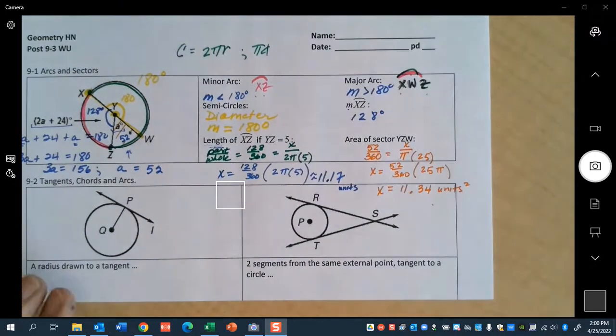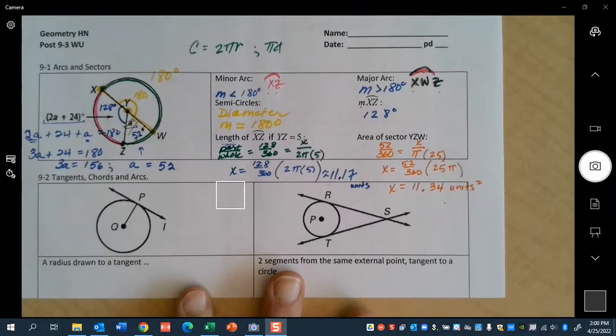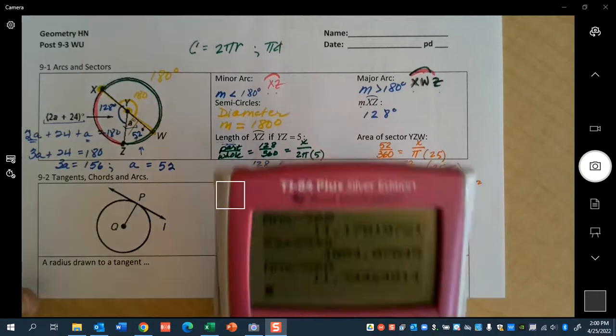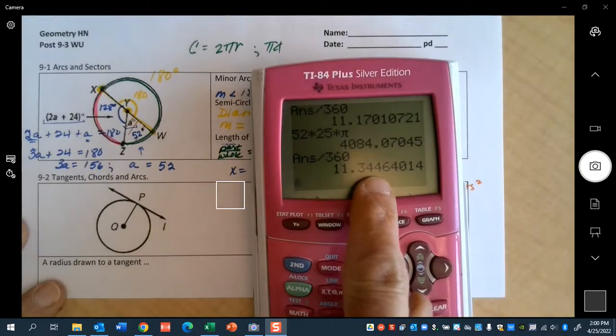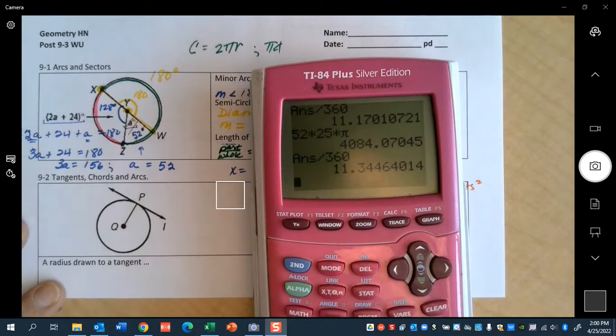Questions on arcs, sectors, minor arcs, major arcs, semicircles, length of an arc, and area of a sector. Anybody want to talk about anything? Go. On the question before, wouldn't it be 11.35 units? Yeah, I get 11.3. When you round up, the 6 would round the 4. Yeah, but I only go out one place further.